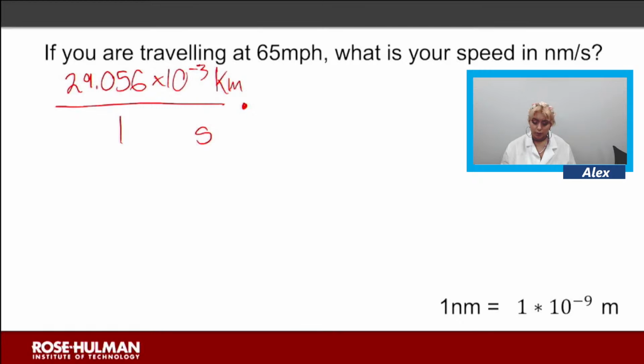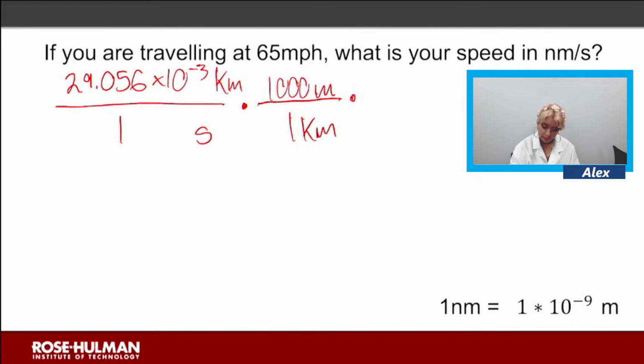So our seconds is good, our time we don't have to change that at all, so we're just going to change kilometers to meters. 1 kilometer is equal to 1,000 meters. So now we're at the standard unit for that type of measurement of length, and we're going to change it to nanometers: 1 times 10 to the negative 9 meters is equal to 1 nanometer.